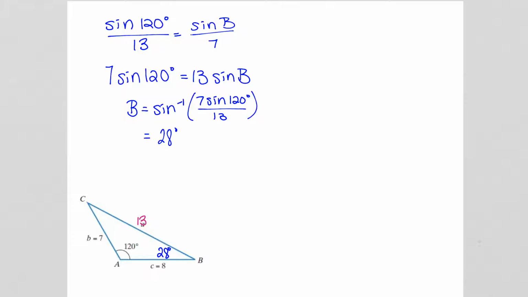Now we've got the measure of two of the angles. You can use the law of sines to find the other angle, but you don't need to because they all add to be 180. So add 120 and 28, subtract that from 180, and we get 32 degrees. And so this triangle is solved.